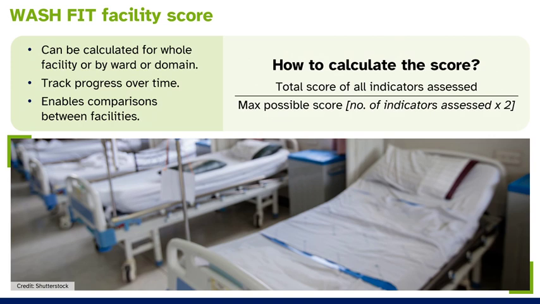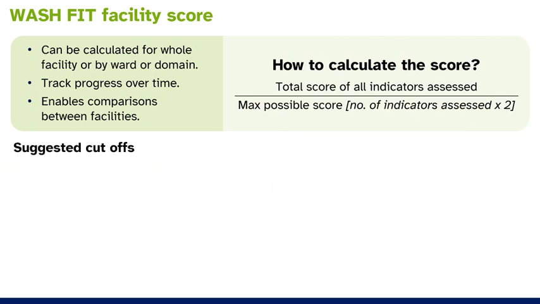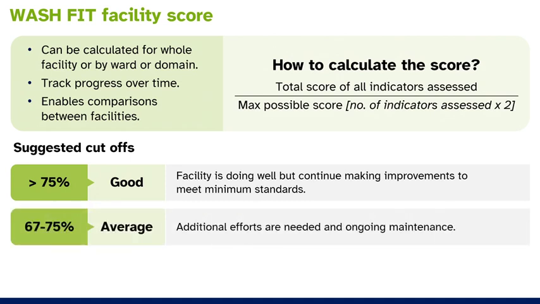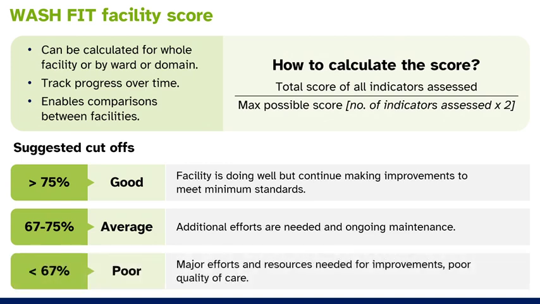The significance of the score and the determination of cutoff points for evaluation should be tailored to specific needs and agreed upon either at the national level or by the facility's washpit team. For facilities scoring above 75%, performance is good, but improvements are still needed. Scores between 67 to 75% indicate average performance with additional efforts required. Scores below 67% reflect poor quality of care, necessitating major improvements.